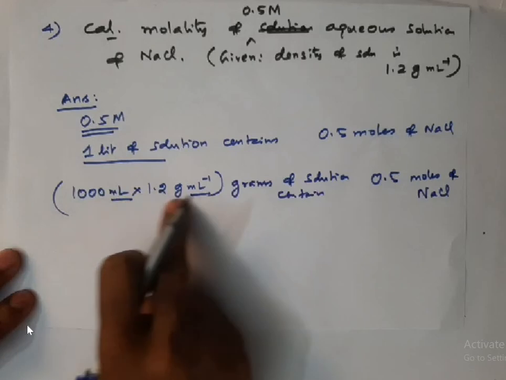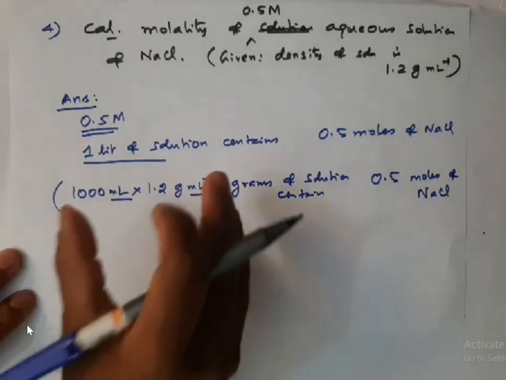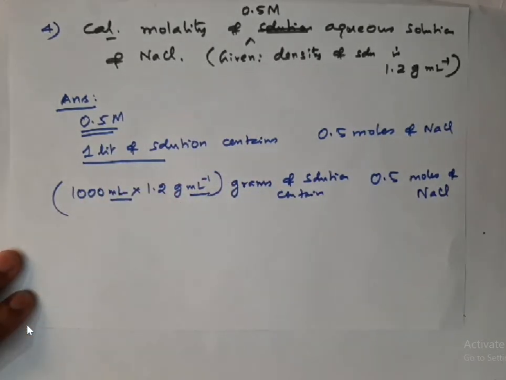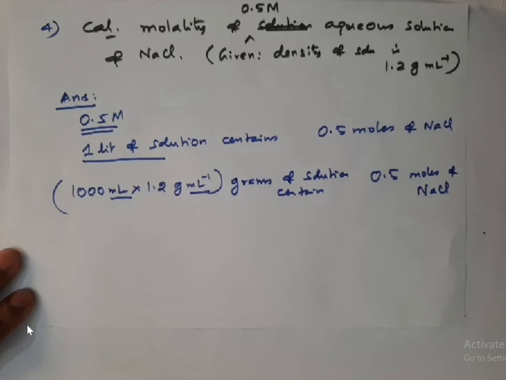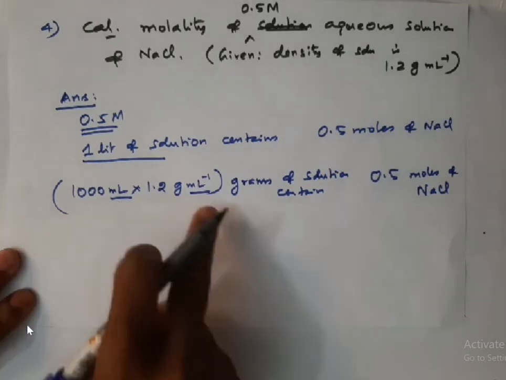Students, see this. This is the mass of solution. Correct? 1000 into 1.2. What's the value? Students, 1000 into 1.2.